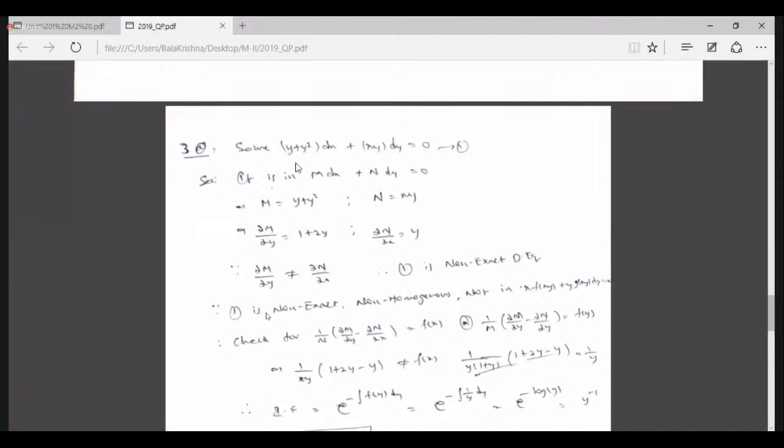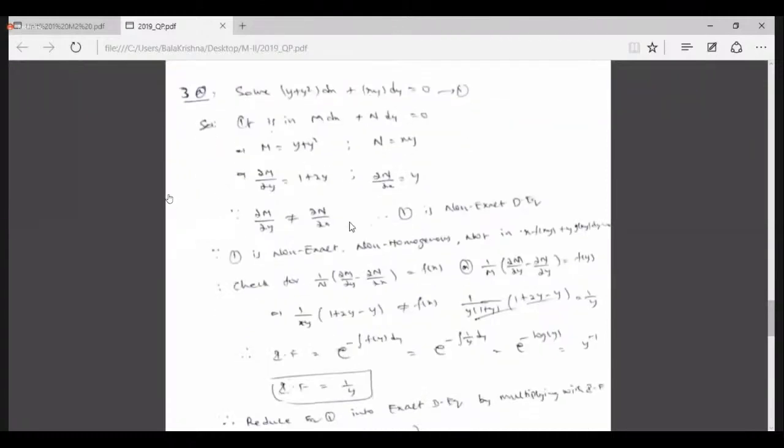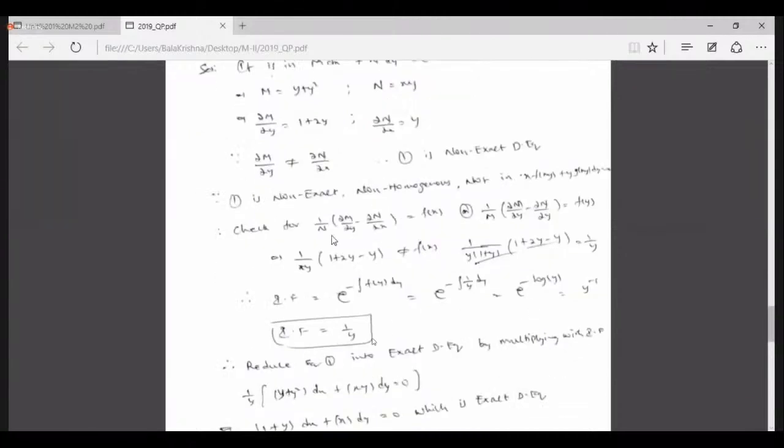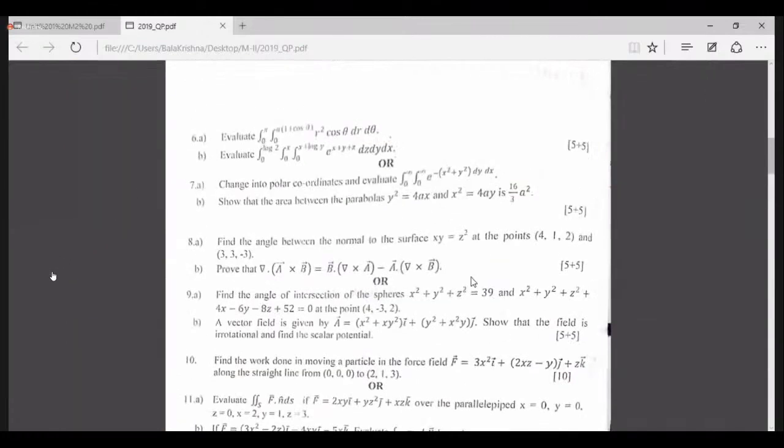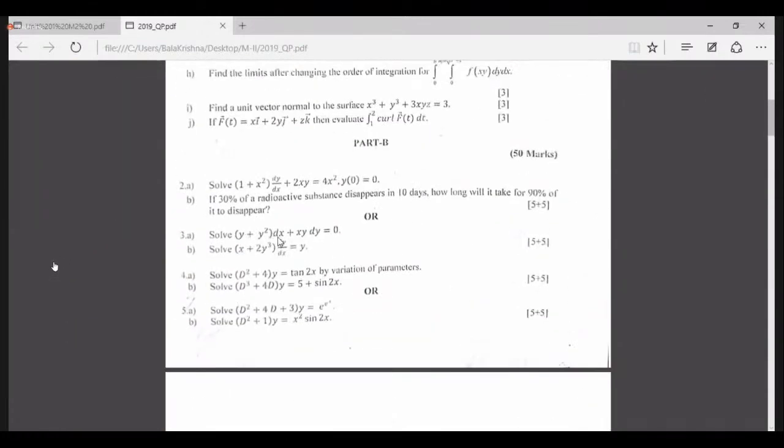The third question you are given like this: y plus y square dx plus xy dy, which is clearly in the Mdx plus Ndy format. It is non-exact, and it is clearly non-homogeneous. Degree of this is 1, degree of this is 2, non-homogeneous. Therefore you should check for the next condition, either this one or this one. When you go for this condition, it is not equal to a function of x, therefore you should go for this other condition. Like that you should go through them. Clear? The third question is that one.